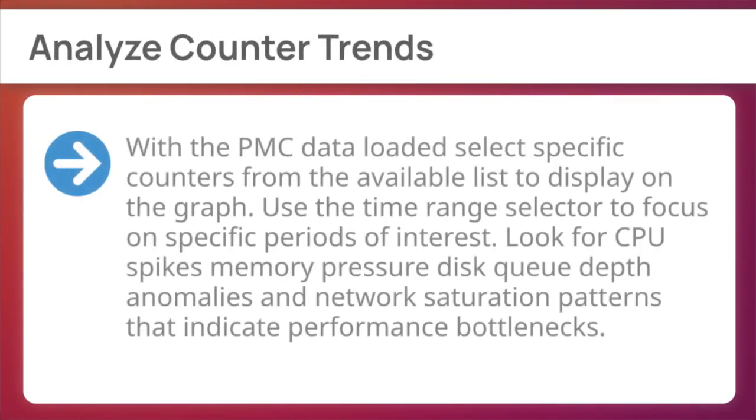Next, analyze counter trends. With the PMC data loaded, select specific counters from the available list to display on the graph. Use the time range selector to focus on specific periods of interest. Look for CPU spikes, memory pressure, disk queue depth anomalies, and network saturation patterns that indicate performance bottlenecks.